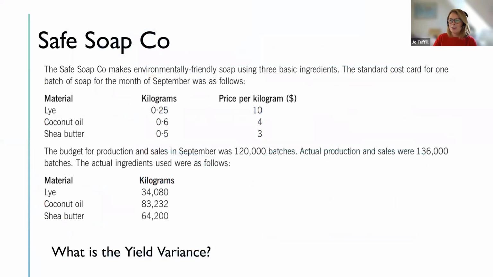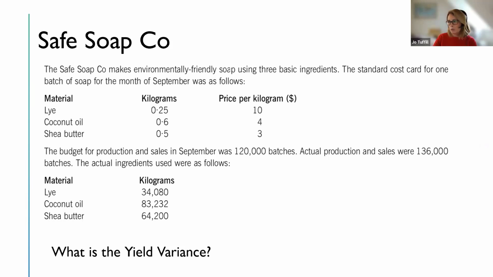Okay, we're going to have a look at another question now called Safe Soap Company. Now I'm going to do the yield variance on this presentation, first of all, in the should and did approach. And then we're going to go onto the spreadsheet and show you how to do these questions in a spreadsheet in a concise and efficient manner. Safe Soap makes friendly soap using 3 ingredients, and we've got our standard cost there. The budgeted production and sales in September was 120,000 batches. The actual production and sales were 136,000 batches, and the actual ingredients used were as follows.